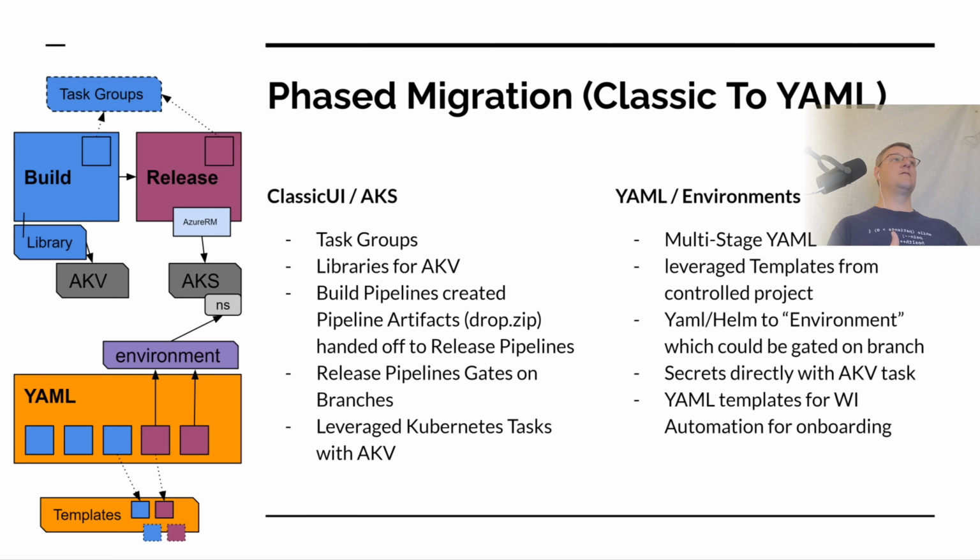When we went to YAML, we had multi-stage YAML, and we used templates from a control project. Now, this was an awesome thing, because as much as I love the graphical interface and task groups, and I really was a believer, by moving to YAML, I all of a sudden had the ability to share the responsibility for updating common reusable functionality with my developers. They could contribute to how we build Java, how we build .NET, without giving them keys to the kingdom with the build pipelines. The YAML Helm environment could be gated on branch.